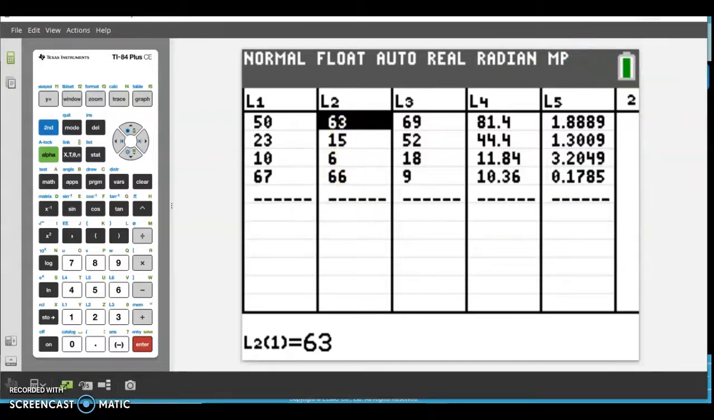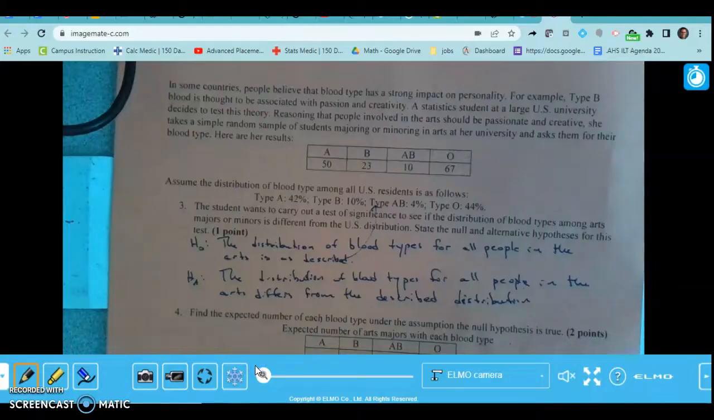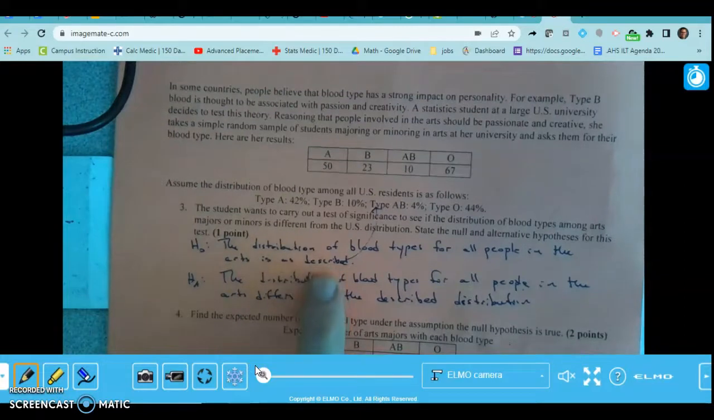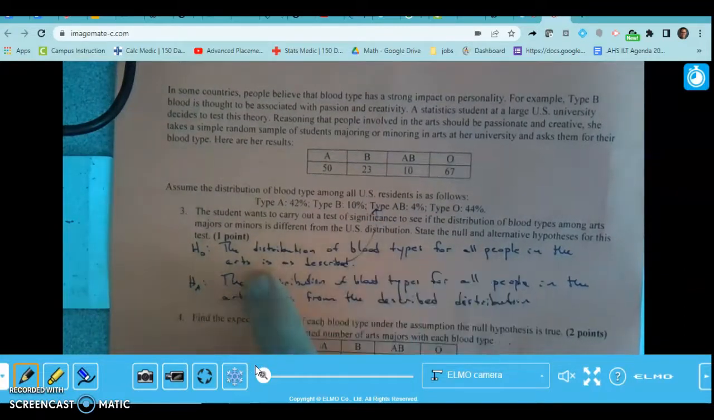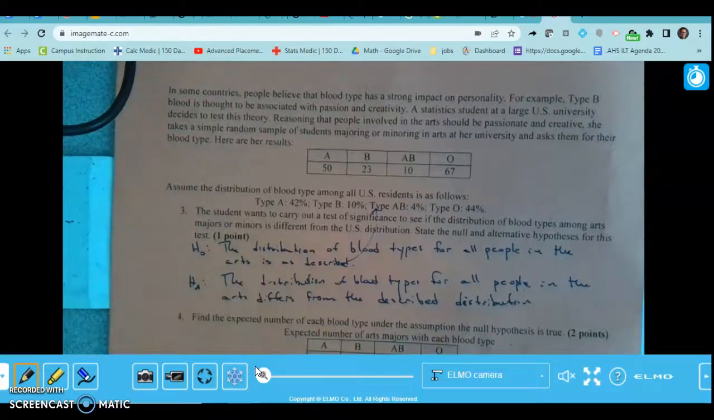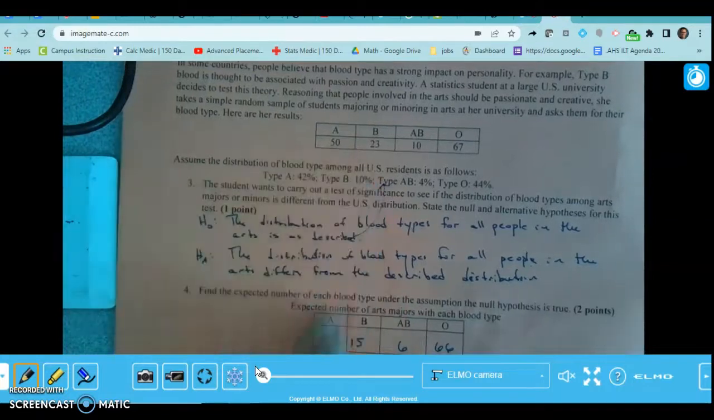So for question number 3, we're going to do a chi-squared goodness of fit. The null hypothesis will be the distribution for those who are in the arts is the same as the general population, so it is as described for all people up above. The alternative will be the distribution of blood types for all people in the arts differs from what we see up here.